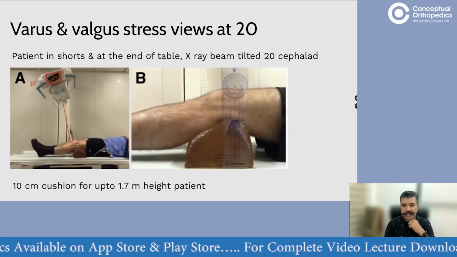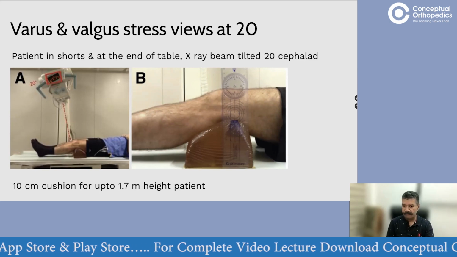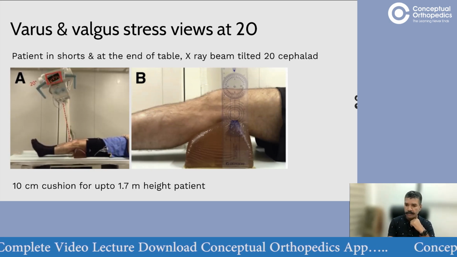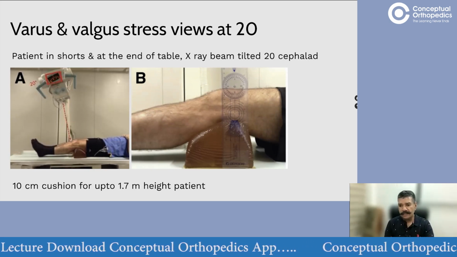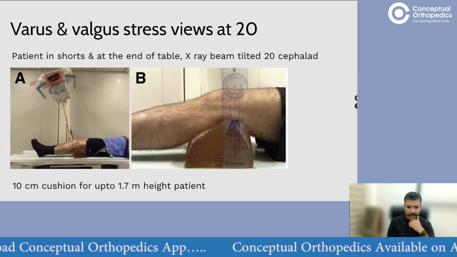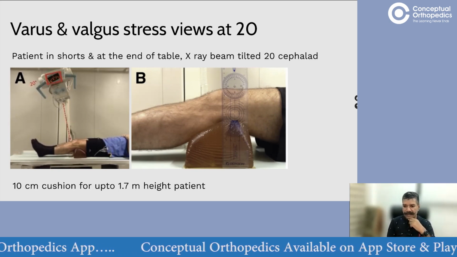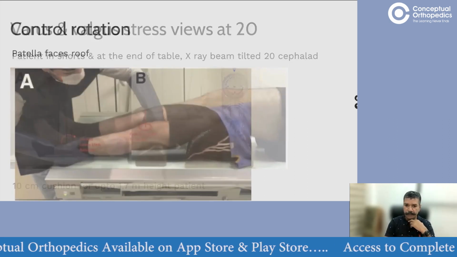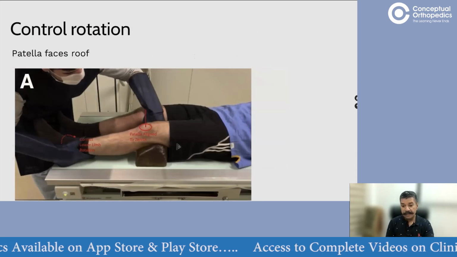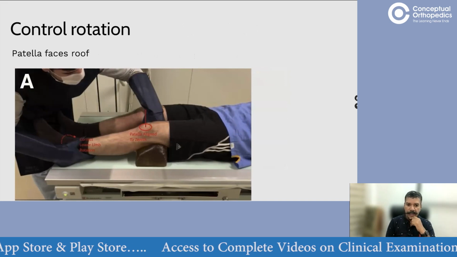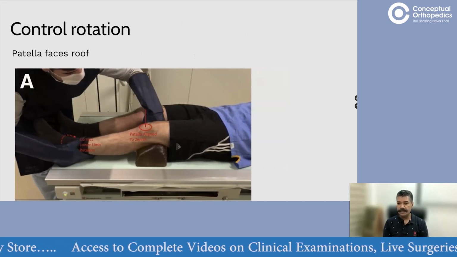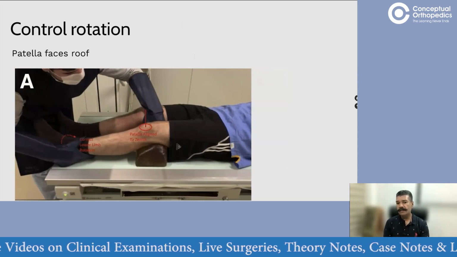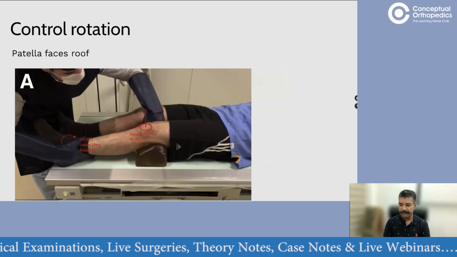And then to ensure that the knee is flexed 20 degrees, for an average person of 1.7 meters height, you put a 10 centimeter cushion. All your OTs will have this foam cushion, or you can just roll up an OT gown and create this cushion. A foam cushion is better because it will give you a better looking X-ray. The shadow of the cushion will not come in the view. This particular trick is very important even when you are doing a scanogram. You must do the X-ray in the correct rotation, so the patellar shadow should come in the exact center of the intercondylar notch. For this, the patella needs to be aligned so that it directly faces the roof of the room.